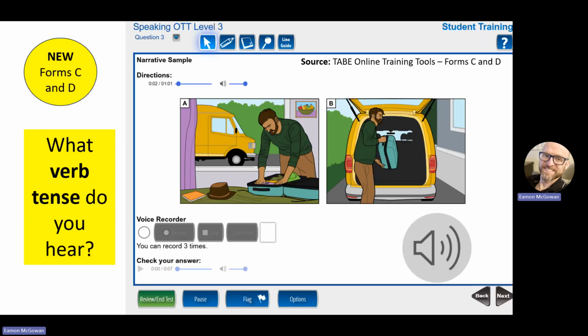All right, this is another question. Again, a description question. This is from the CD form. What verb tense do you hear?